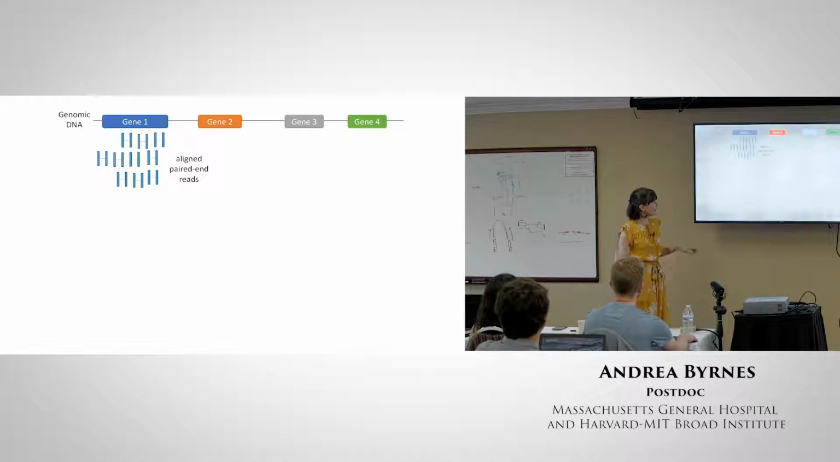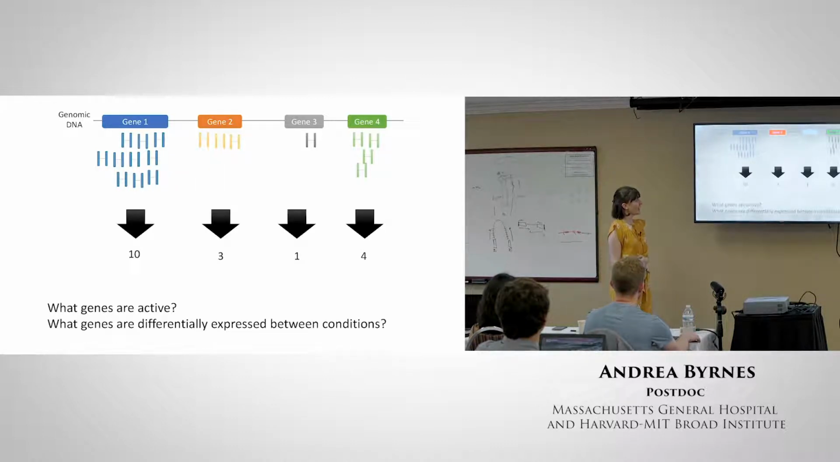And all of that to end up with some aligned paired end reads. So once I know that these sequences have aligned to this gene, I can do that for all my other genes. And then we count. How many reads did I get from each gene?